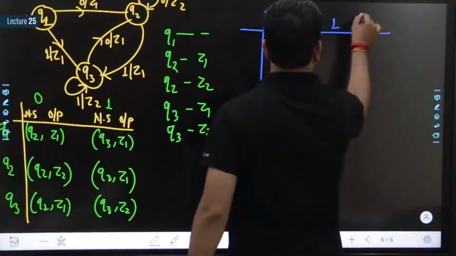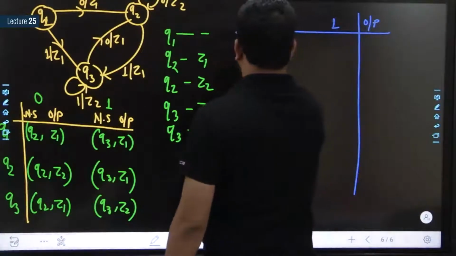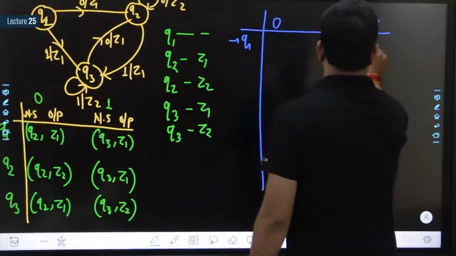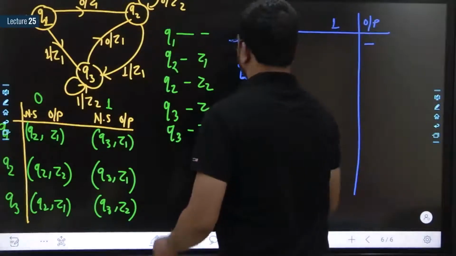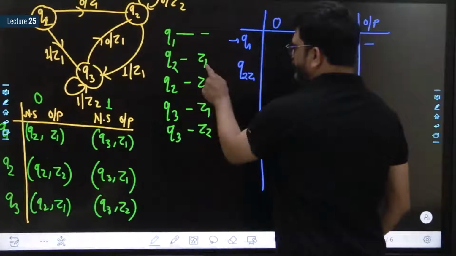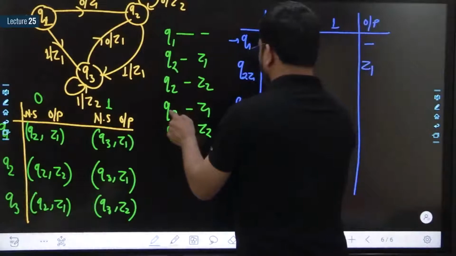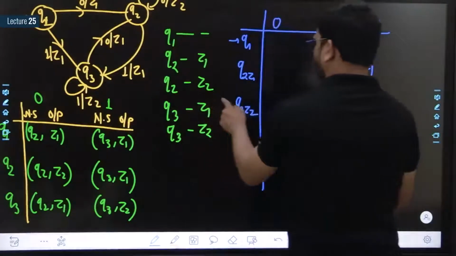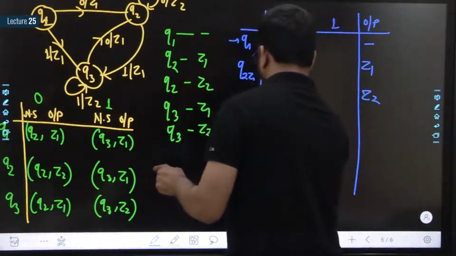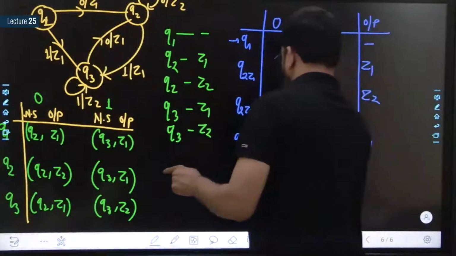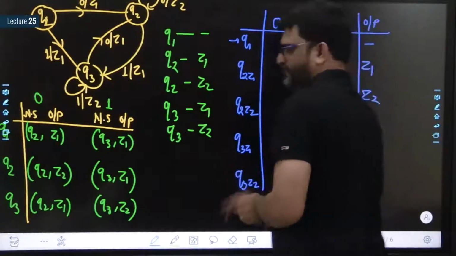0, 1, output. On Q1, there is no output. Q2, Z1: I am naming this state Q2, Z1. Output is associated with Z1. Q2, Z2: output is associated with Z2. Q3, Z1. Q3, Z2: output associated with Z2. Clear?